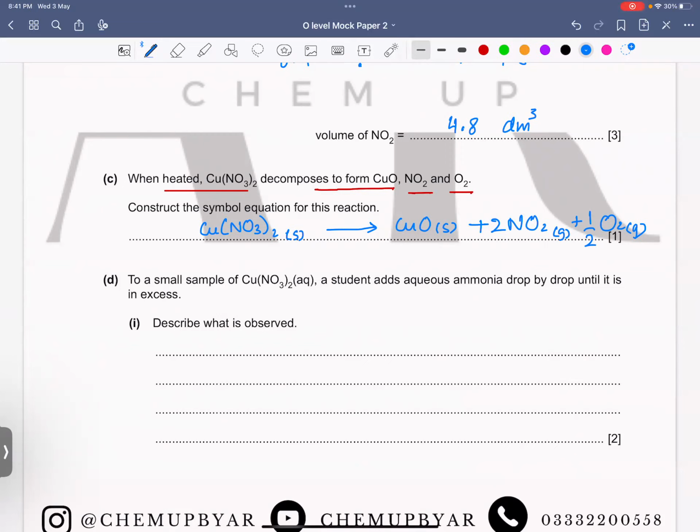Yes, Asad or Sakid, who is telling me the answer? Sir, black solid. Very good, because copper(II) oxide is of black color. Any other observation beside this?